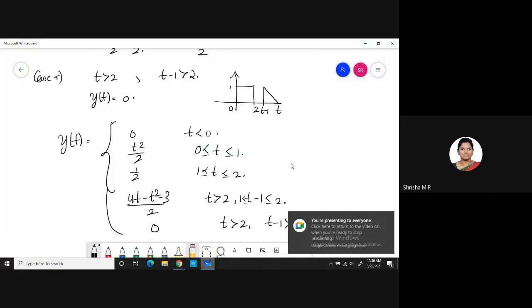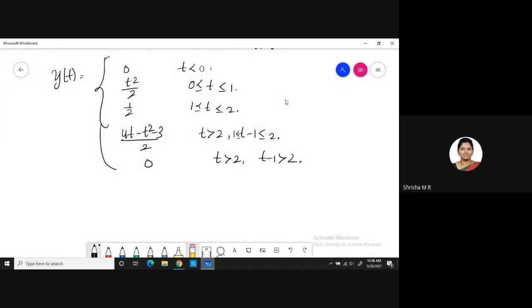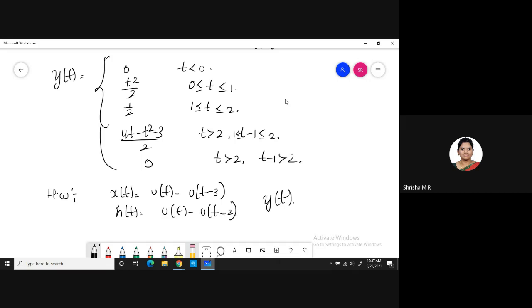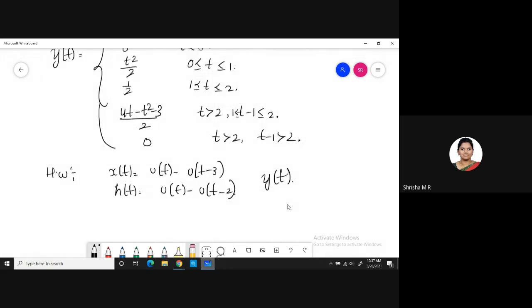So I'll give you one homework problem, you try that, else I will solve this tomorrow in tomorrow's class. Tomorrow we have at 8 o'clock now, you will solve it that time. Take this homework problem. So x of t is given to be u of t minus u of t minus 3 and h of t is given to be u of t minus u of t minus 2. Find the convolution integral y of t for this. Okay, you fix x of t and vary h of t. Okay, you try this. It's quite simple compared to this previous problem.